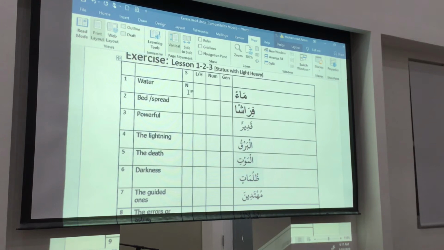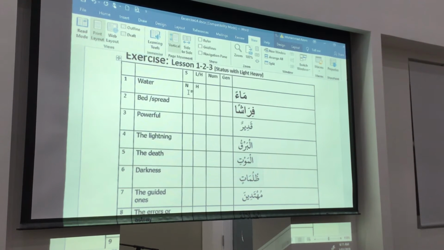Now is it light or heavy? Heavy. Does everyone agree, heavy? You're not sure? Why is it heavy? Because the sound is an. So the sound is obviously heavy. And you can correct yourself if you make any mistake.